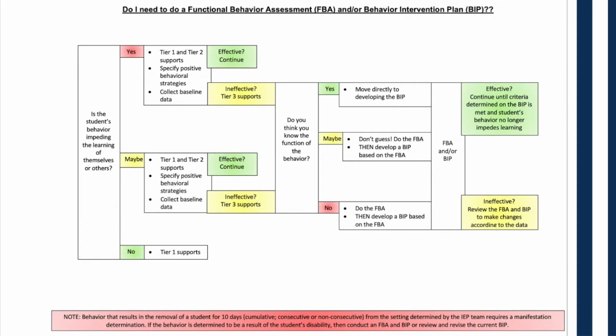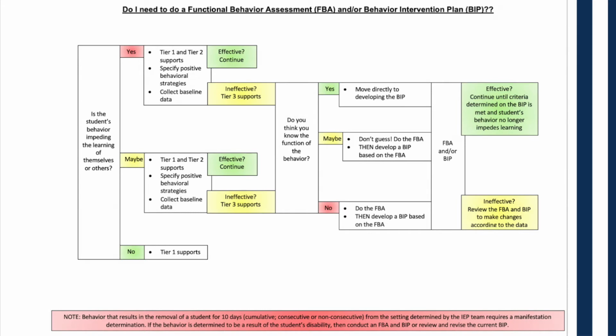Then after we have the FBA and/or the BIP, we would look at the data again and see, are the interventions that we wrote in there effective? And if they are, then we can continue until the criteria determined in the behavior intervention plan is met and the student's behavior is no longer impeding their learning.